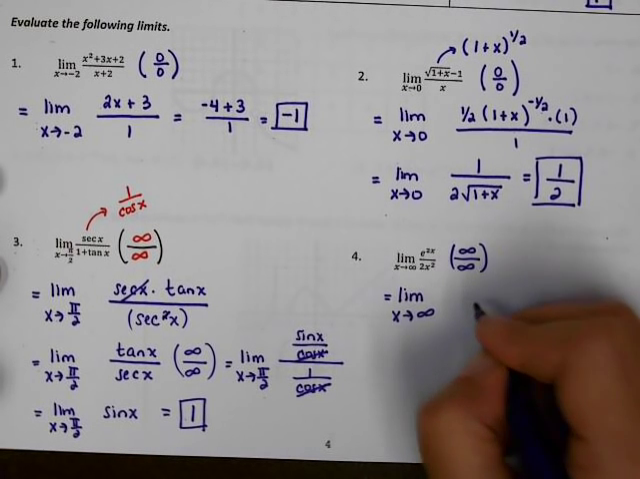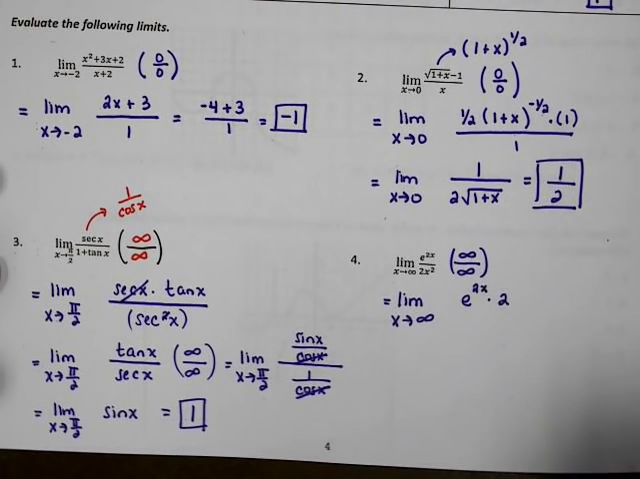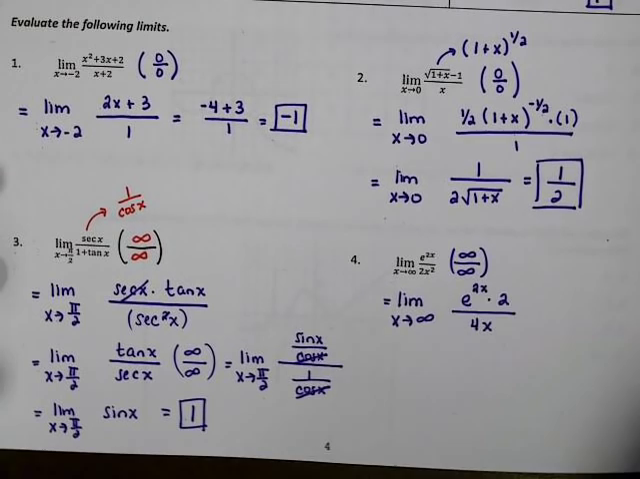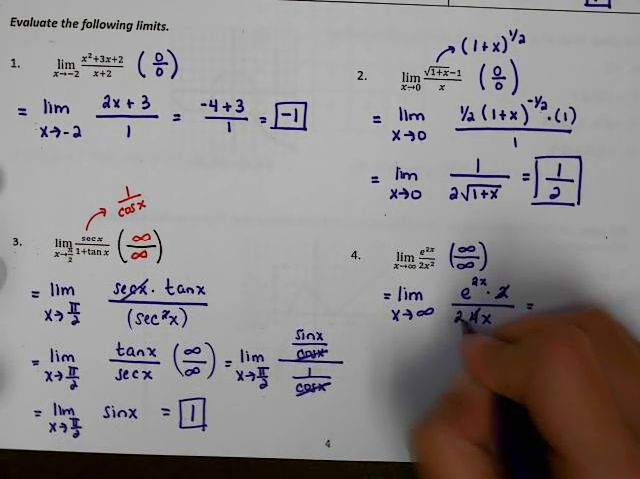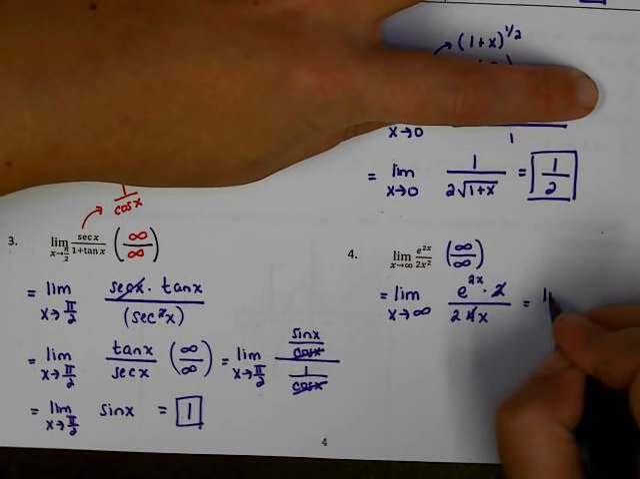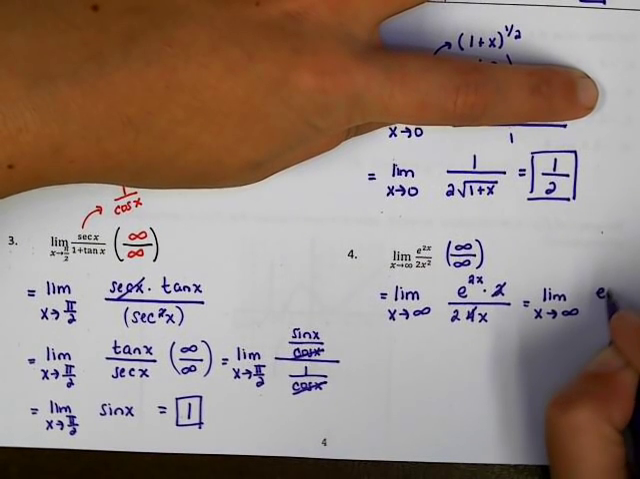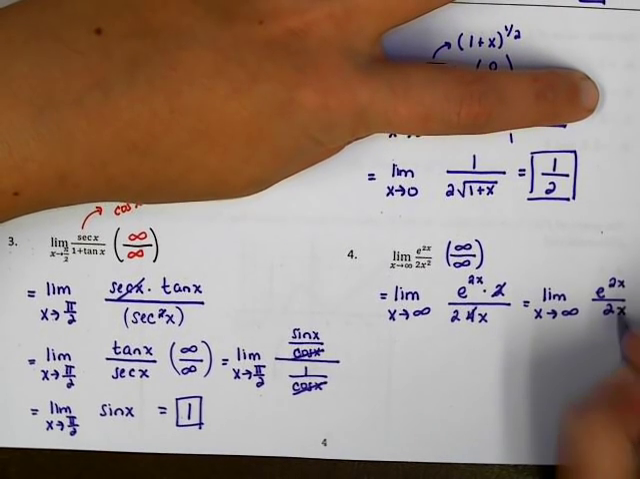Now the derivative of e to the something would be e to the something times the chain, which is 2, and take the derivative on the bottom, which is 4x. Now this is going to simplify a little bit. The 2 and the 4 are going to simplify and just make a 2. So I'm going to have the limit as x approaches infinity of e to the 2x over 2x.